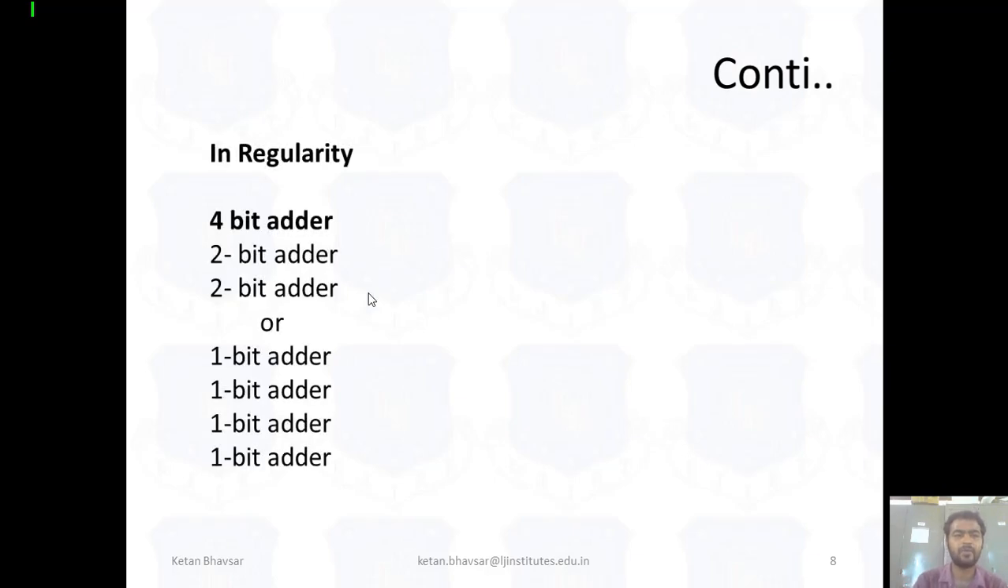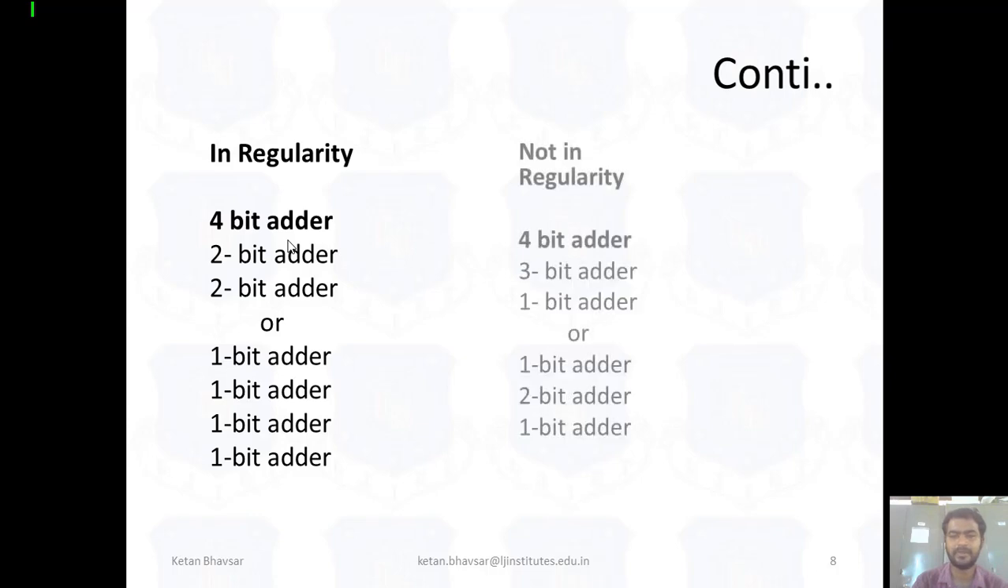As you can see, this is what regularity is. Suppose you have a 4-bit adder, then you have to divide the adder into 2-bit adder and 2-bit adder, or you can divide it into 1-bit adders equally in 4 parts. So it is equal to the 4-bit adder.